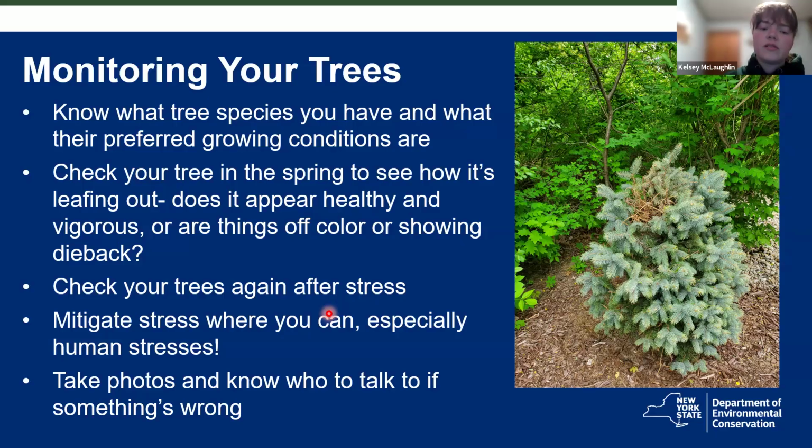And then if you do notice that something's going wrong, take photos and know who to talk to. Unfortunately, this time of year, I get calls. I had one a couple weeks ago that said, my tree seemed really sick this year and I don't know why. And they didn't have any pictures. So I said, I don't know why either. We'll try again in the spring. But just having some kind of documentation can really help whenever you're trying to figure out what's been happening with your tree.